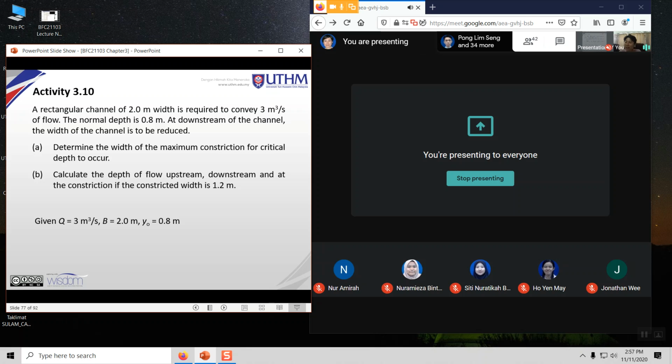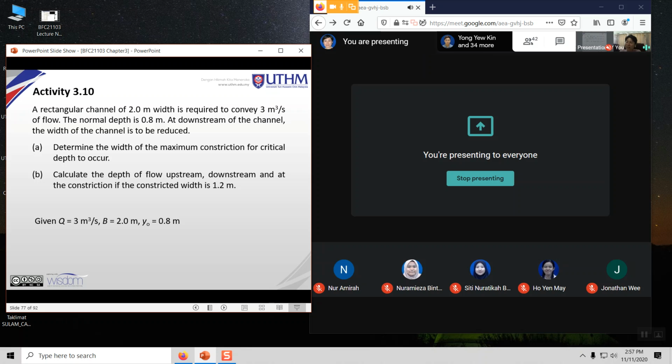Now let's look at activity 3.10. You have a rectangular channel, 2 meter width. Of course, this channel is relatively smaller than the earlier exercise, which had about 50 meter width. And relatively you have a smaller discharge, which is 3 meter cube per second. Normal depth is 0.8 meter.